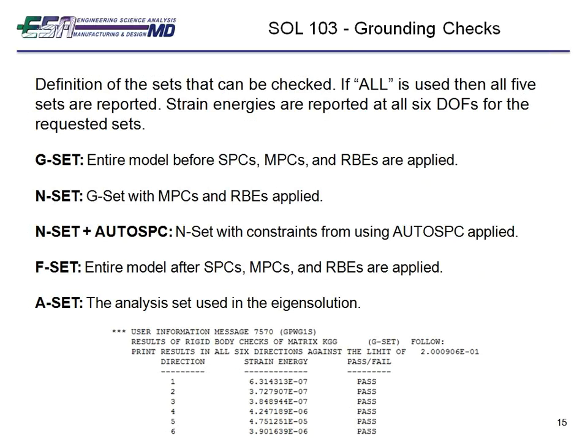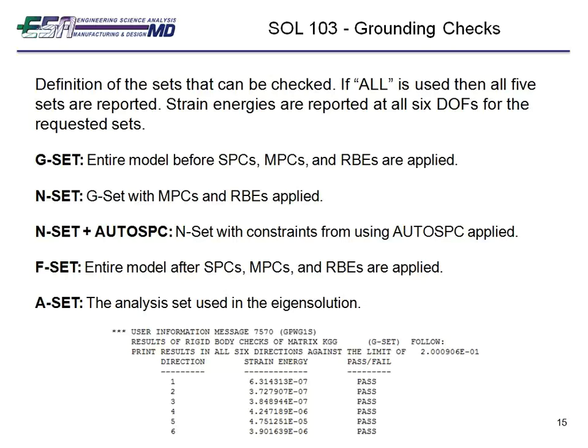So on this slide, I'm just defining the sets that we want to check. There are 5 in total, and the strain energies are reported for all 6 degrees of freedom for the requested sets. So the first set, G set, is the entire model before the solver applies SPCs, NPCs, and RBEs.